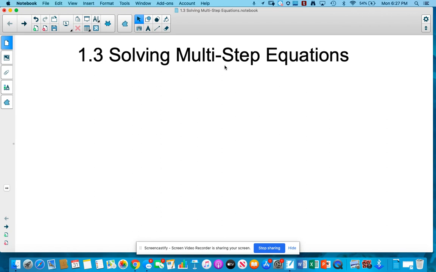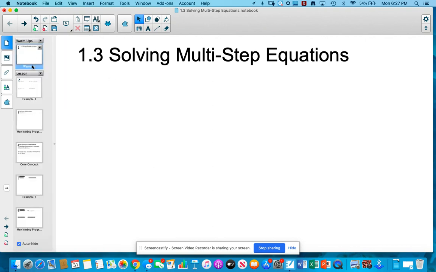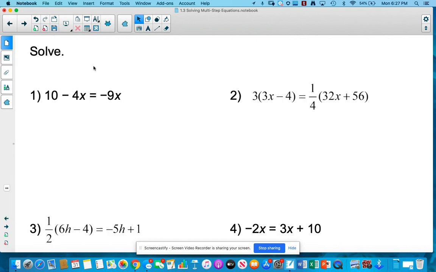All right, 1.3 talks about solving multi-step equations when you have variables on both sides of your equation. So let's look at some problems. Okay, so number one, write it down. We've got 10 minus 4x equals a negative 9x. And I like to draw the line down the middle so you see both sides of the equation.